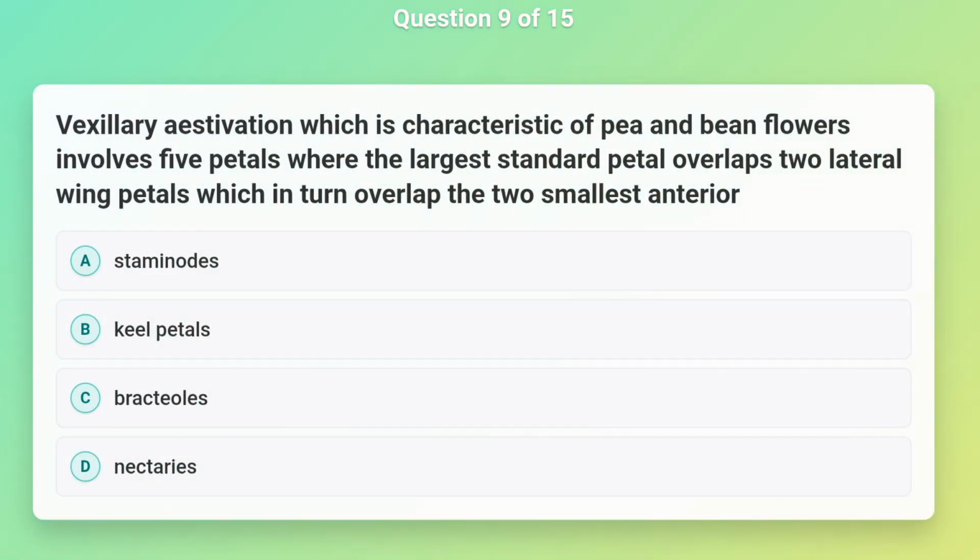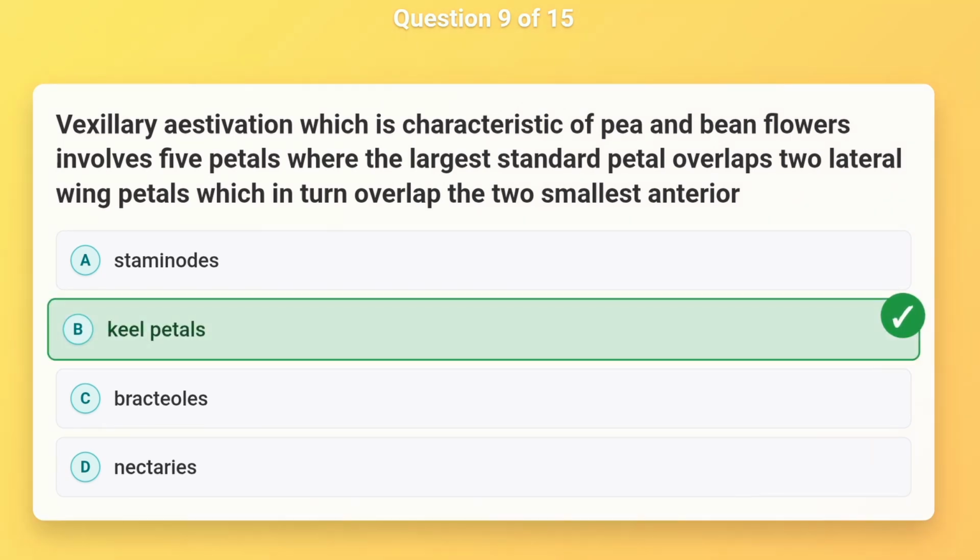Vexillary aestivation, which is characteristic of pea and bean flowers, involves 5 petals, where the largest standard petal overlaps 2 lateral wing petals, which in turn overlap the 2 smallest anterior keel petals.